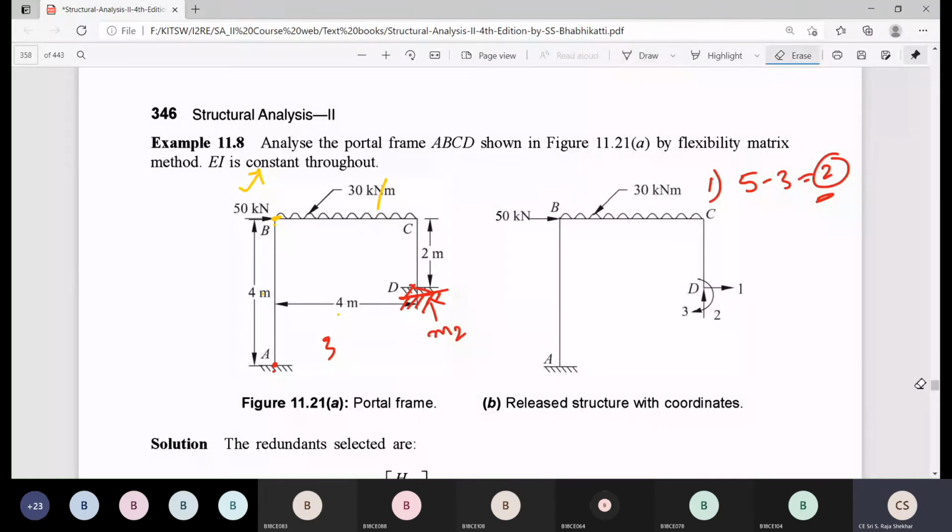What is M then? M is the capital M. Capital M is the moment developed in all these members because of the application of the load. A 50 kilonewton load is acting horizontally at support B, and 30 kilonewton per meter is acting on the BC span. Because of this load, the moments developed in CD, BC and AB that we calculate will represent the moment M.